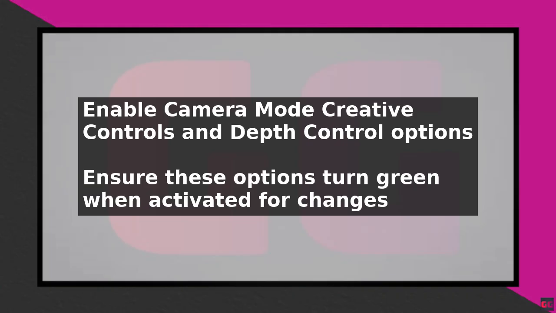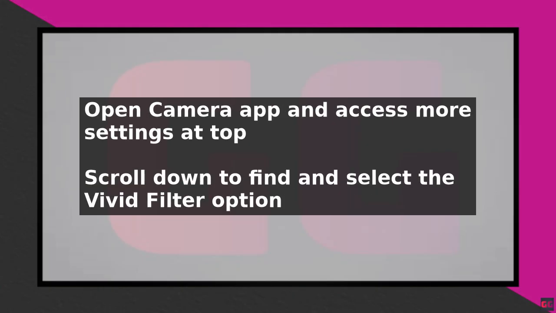At the top of the Camera app, tap the arrow to access more settings. Then scroll down until you find the Vivid filter. Select the filter and adjust the tone and warmth to your preference using the options at the bottom of the screen. Take a single photo, which can be deleted later, to apply the filter.